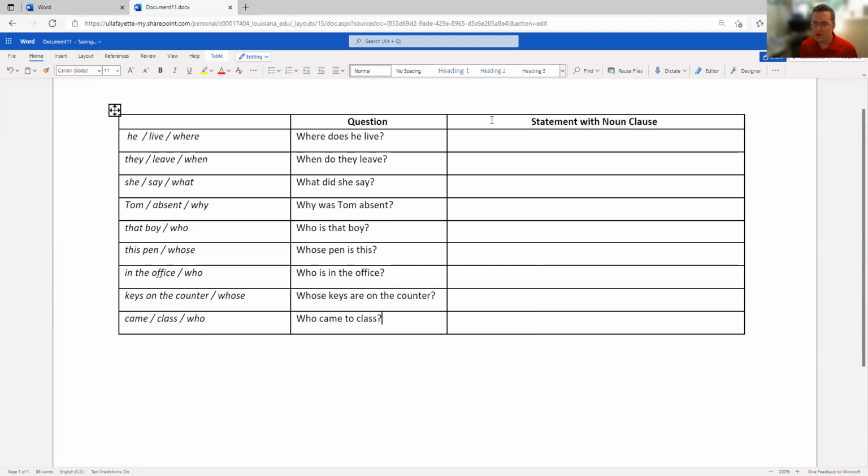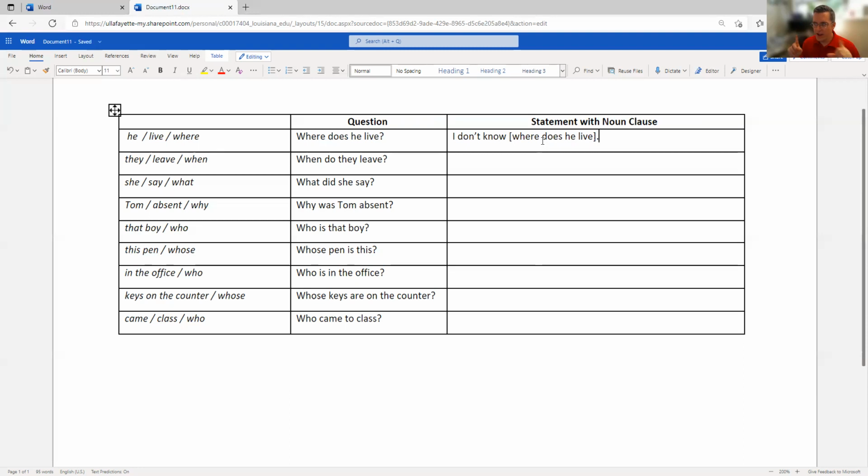Now, you could always answer the question, where does he live? He lives in the apartment down the street. He lives in the White House. Where does the president live? He lives in the White House in Washington, D.C. He lives in Vietnam. Where does he live? But what if you don't know? I don't know where. You can just say, I don't know. But if we want to answer the question, we're talking about the question. This is what I don't know.